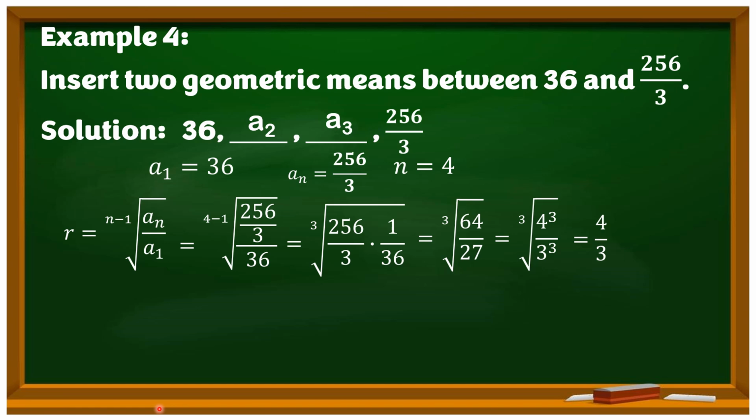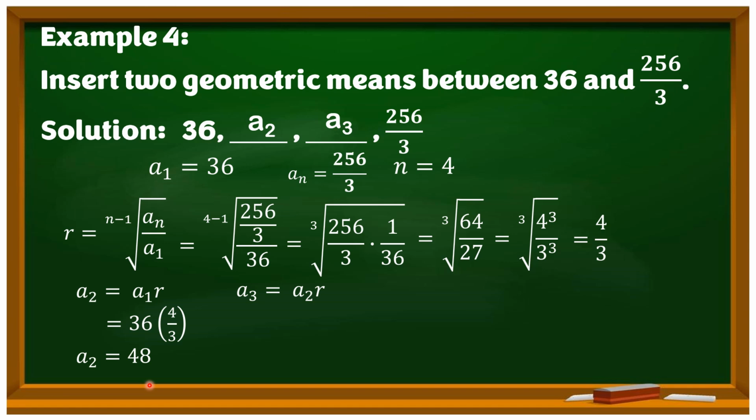Next, we're going to solve for a sub 2. That is equal to a sub 1 times r. A sub 1 is 36, and the value of r is 4 over 3. So we have now 36 times 4 divided by 3 is equal to 48. So again, 36 times 4 divided by 3 is equal to 48. So the second term is 48.